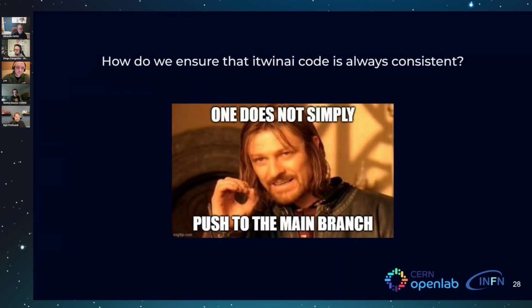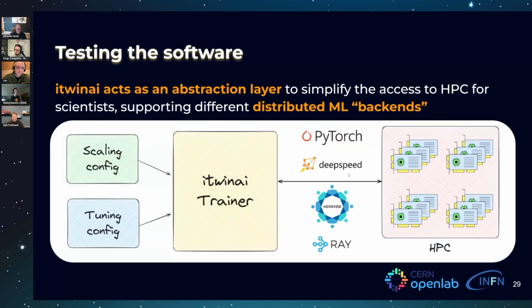But how do we ensure that our software is always consistent? This is the main problem. As I was saying, what we're developing is an abstraction layer. On the left, you can see we have some scaling configs and tuning configs, which are provided by the scientists. Then there is our trainer, the actual abstraction layer, which is based on popular backends for distributed machine learning, such as PyTorch, DeepSpeed, Horovod, and Ray, which will talk directly with HPC resources.